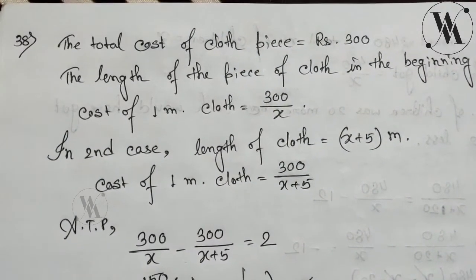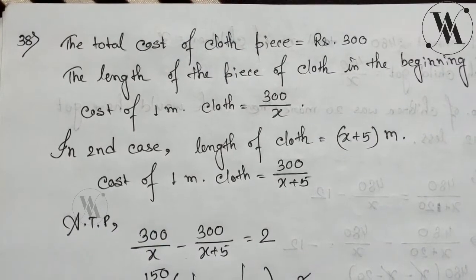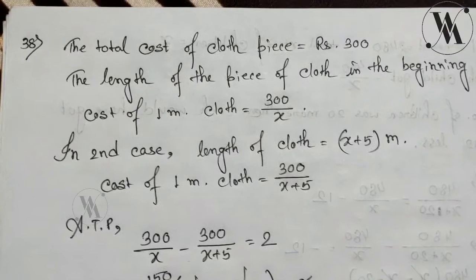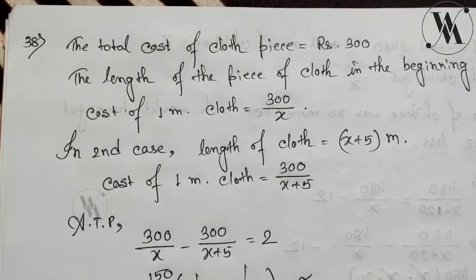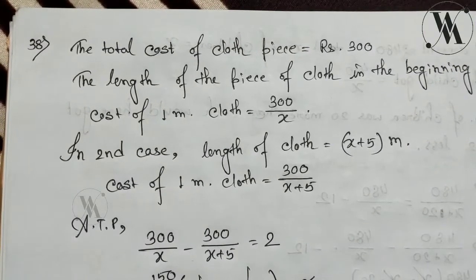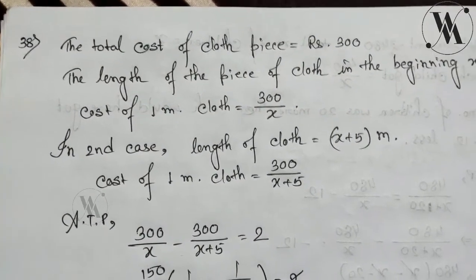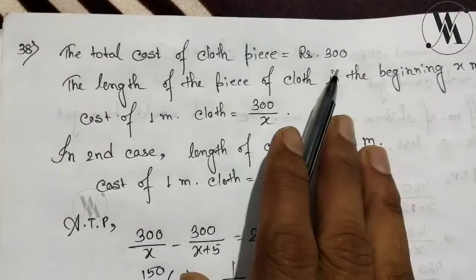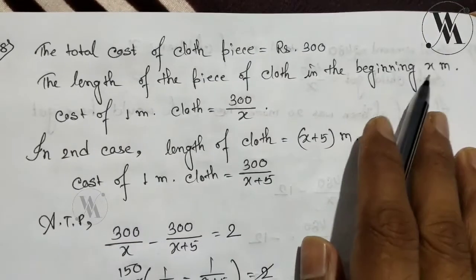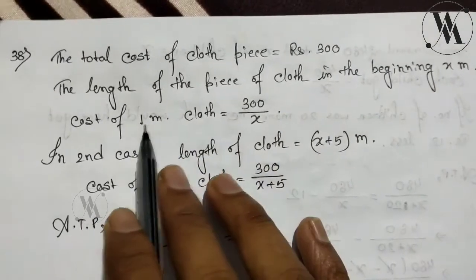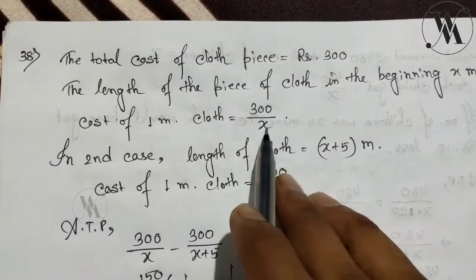A piece of cloth costs rupees 300. If the piece was 5 meters longer and each meter of cloth cost rupees 2 less, the cost of the piece would have remained unchanged. How long is the original piece of cloth and what is the per meter rate? So here the total cost of cloth is rupees 300. The length of the piece of cloth in the beginning was x meters. So the cost of 1 meter of cloth is 300/x.